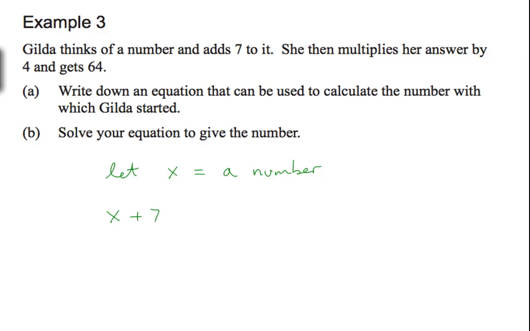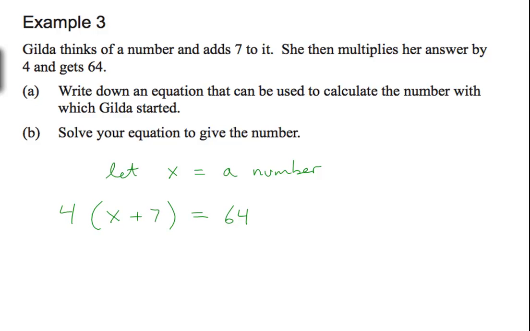And she then multiplies her answer by 4 and gets 64. So her answer would be what she's thinking of plus 7. She wants to multiply that by 4. So here's her answer, and we're going to multiply this by 4. That means 4 times bracket x plus 7 bracket. We're taking her answer, multiplying it by 4, and she'll get 64.